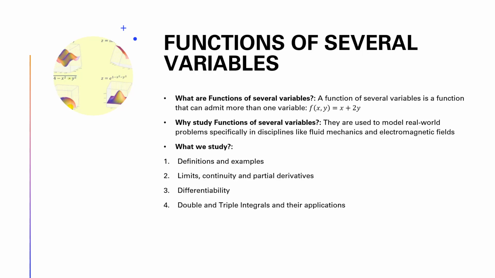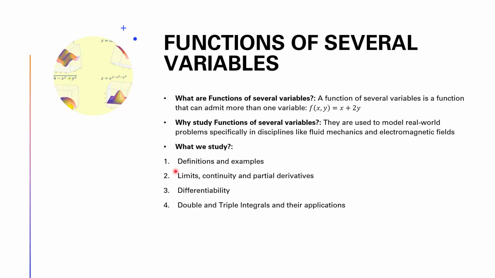Now, the last chapter of this course is called functions of several variables. A function of several variables is a function that can admit more than one variable, which is the case, for example, of this function here that involves x and y, both variables, right? We will see why they are important. They are used in fluid mechanics and electromagnetic fields, for example. They are used in many disciplines in physics.